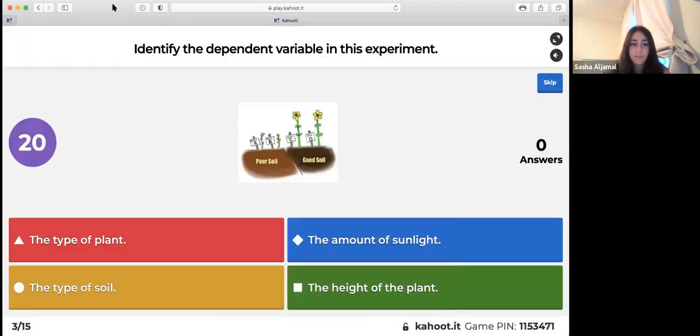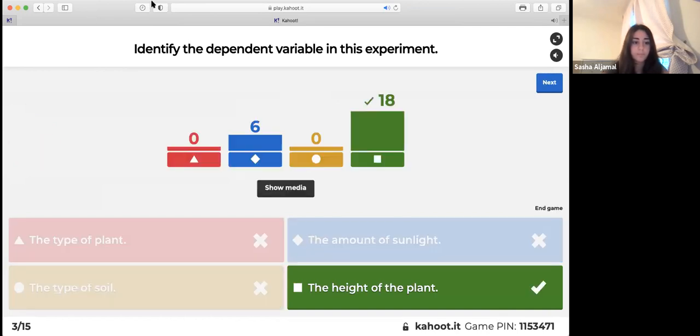So this will be the dependent variable. Like we talked about, we'll see if we were wrong or right. I think we will be right. Yep, the height of the plant. Yes, like Layla said, it's dependent on the soil and other things.